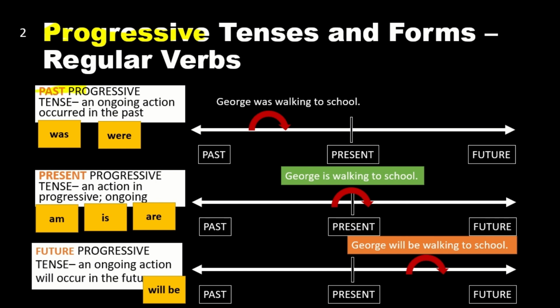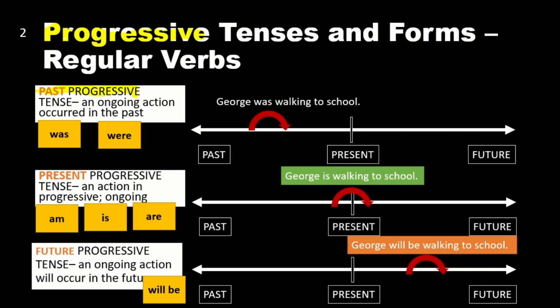So first up, we see up here past progressive, and it's an ongoing action that occurred in the past. And what you'll see below it is not the form of the verb, but what you see in these yellow boxes, these are helping verbs. And so when you see was or were and then a verb, you know automatically you have a past progressive tense. So when we look at past progressive, we know it's ongoing, and we're going to make sure we pay attention to the fact that there are two helping verbs, was and were. So let's look at our example.